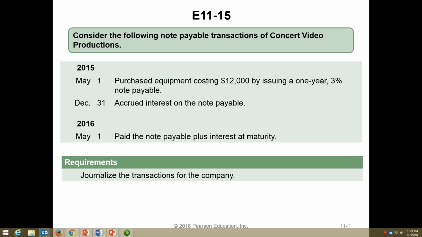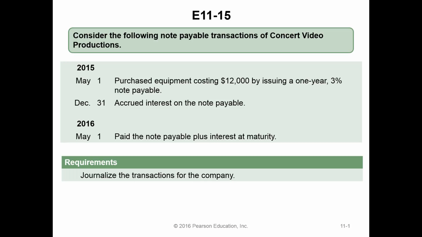So here's our scenario. On May 1st, we purchased a piece of equipment. It's a 1-year note, 3%. At year end, that year has not been completely satisfied yet, so the note isn't due, but the interest has still accrued, so we're going to accrue for that for year end. And then on May 1st, we're going to go ahead and pay off that note plus all the interest when the note is due. So we're going to go through and do those journal entries.